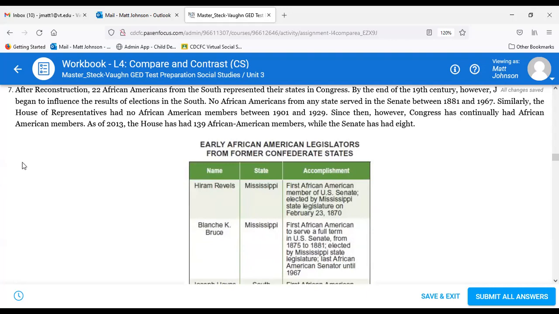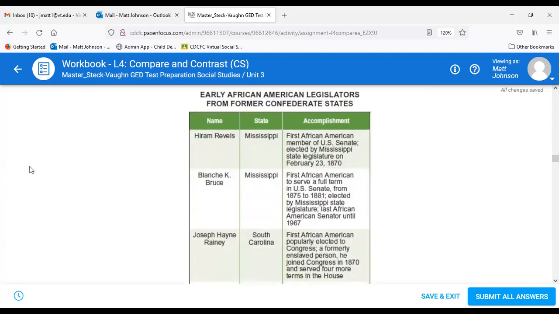So in our table, we have the names in one column, the state that they represented in the next, and their accomplishment in the other box. For example, Hiram Revels is from Mississippi, the first African-American member of the US Senate, elected by the Mississippi State Legislature on February 23rd, 1870. And you think about the date, right? 1870, that's still under Reconstruction. Around 1873 is when the era of Reconstruction ended. And then Blanche K. Bruce, Mississippi, first African-American to serve a full term in the US Senate from 1875 to 1881, elected by the Mississippi State Legislature, last African-American senator until 1967.